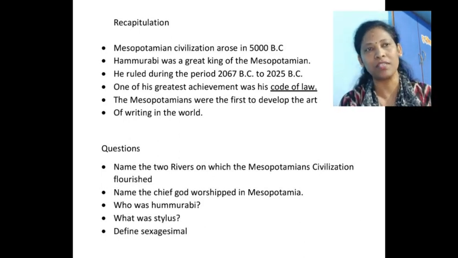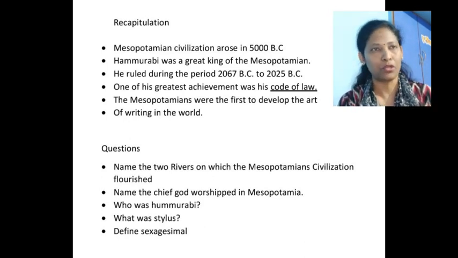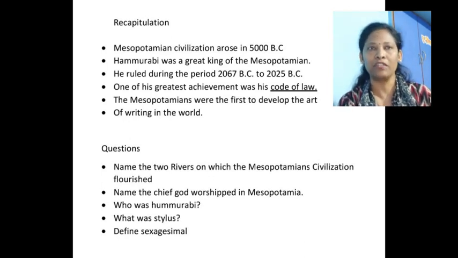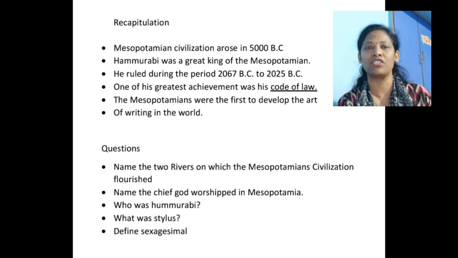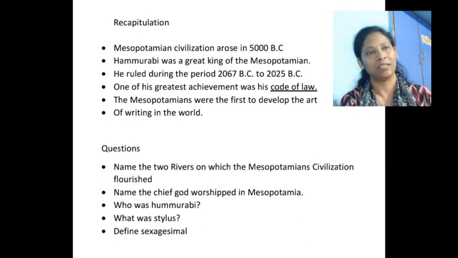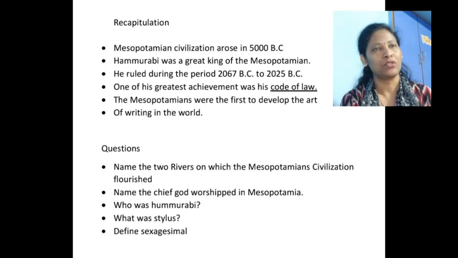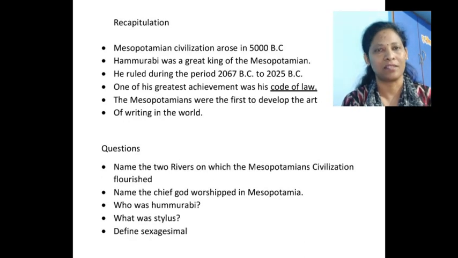Okay, now you understood this topic, the Mesopotamian civilization. I am going to ask some questions related to this civilization. Okay, just tell me, name the two rivers on which the Mesopotamian civilization flourished. The first question. Next, name the chief god worshipped in Mesopotamia. Third, who was Hammurabi? Fourth, what was stylus? And the fifth one is define sexagesimal. Okay, so you are going to read the lesson of this topic and you are going to answer these questions.